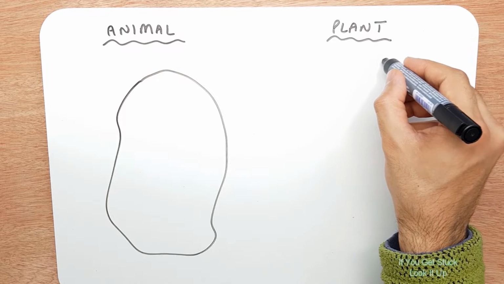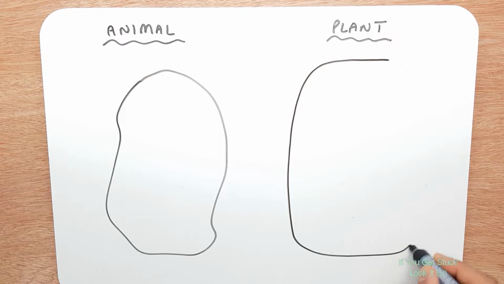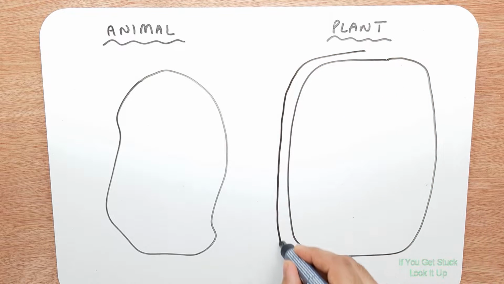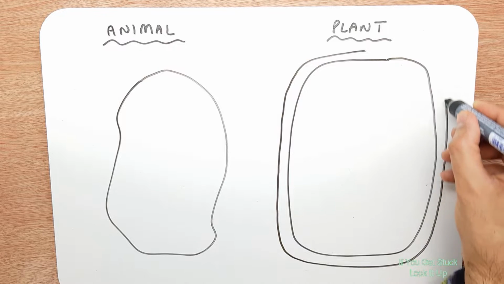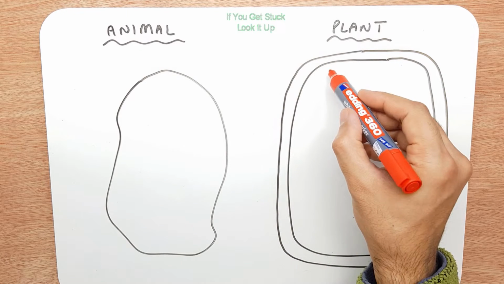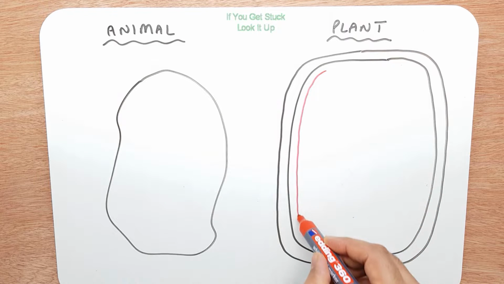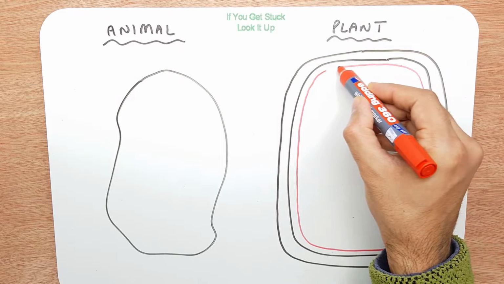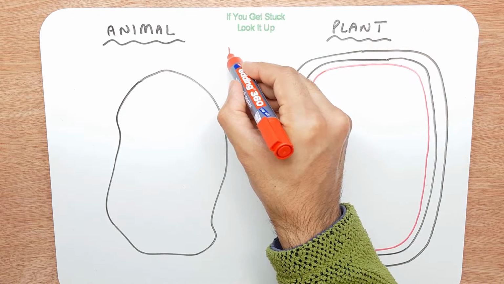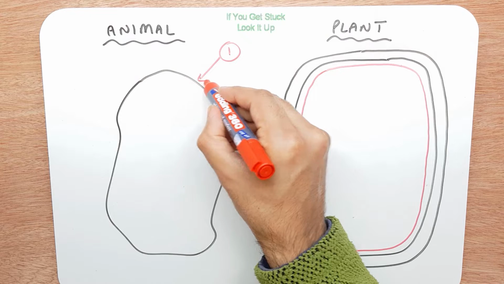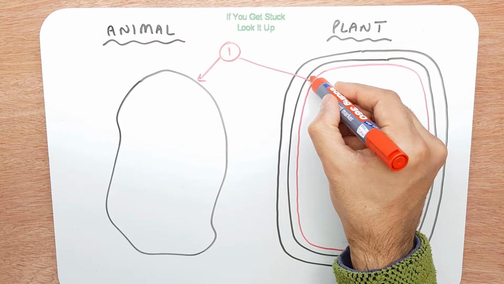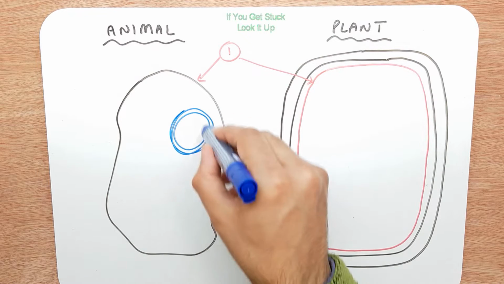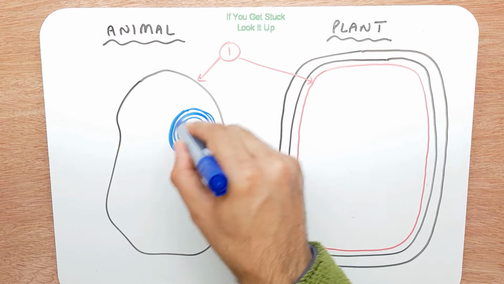and let's start with the cell wall for the plant. So let's draw the cell membrane for the plant. So number one is the cell membrane for both the cells. Then we move on to the nucleus, which contains the DNA or the genetic material.